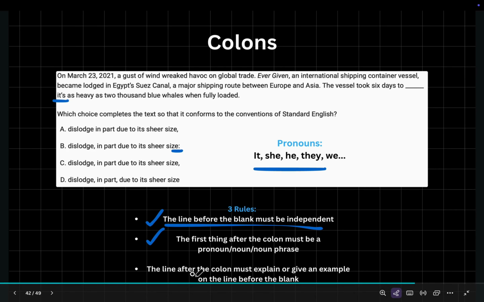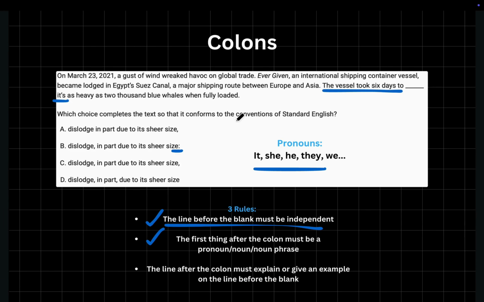What about rule number three? The line after the colon must explain or give an example on the line before the blank. The vessel took 6 days to dislodge, in part due to its sheer size. Then the part after the blank says, it is as heavy as 2,000 blue whales when fully loaded. Yeah, the line after the blank explains the sheer size by saying how heavy it is. Therefore, we can pick the choice with the colon, which is choice B.